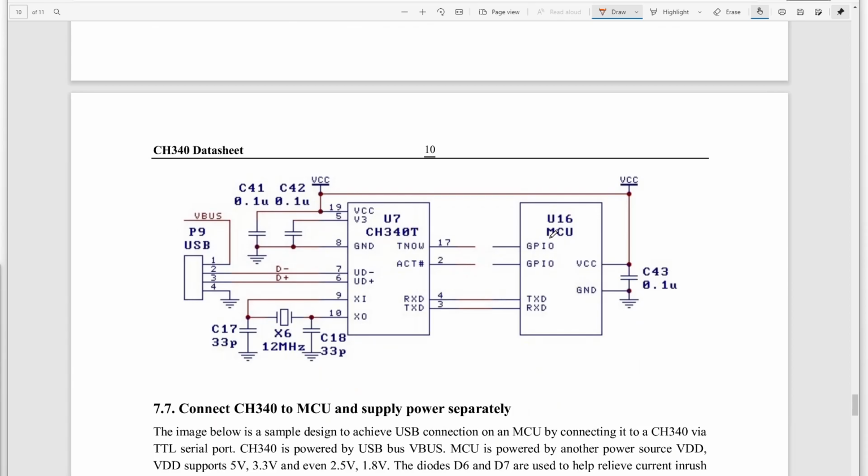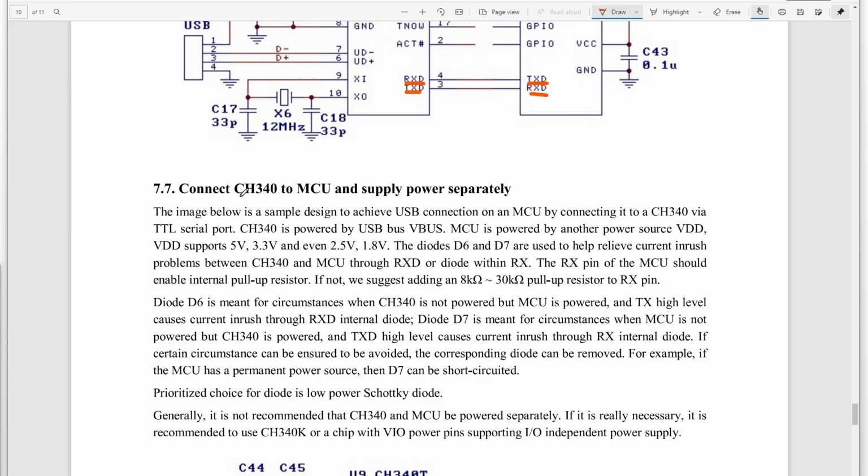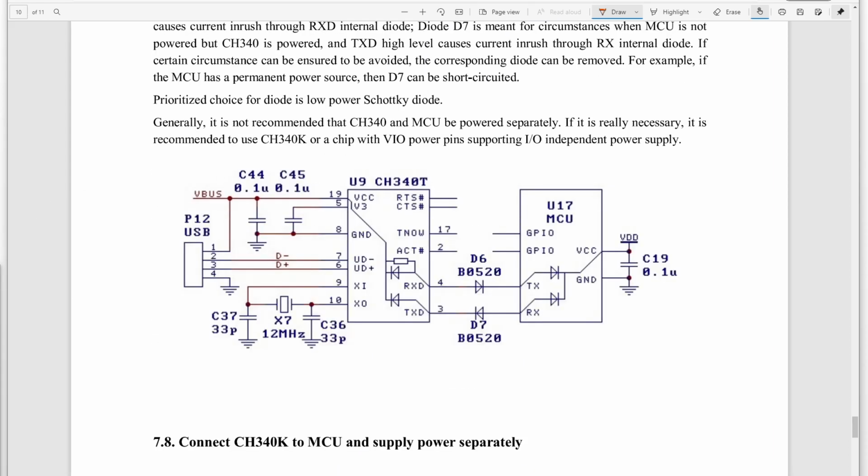Okay, this is communicating with a microcontroller. This RX is connected to the TX. This TX is connected to the RX, okay? And this one we need to pay attention to. So consider the power supply. So how do we design the power supply for this chip with the MCU, okay? It mentions it is not recommended for this chip and the MCU to be powered separately, okay? It's not recommended, okay?